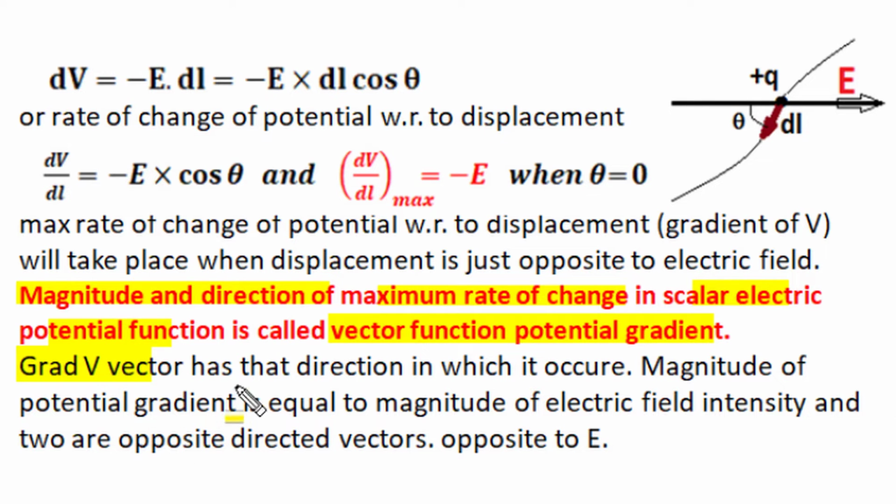Now the grad V vector has a direction in which it is occurring. In our case, this direction, just opposite to the electric field, is the direction of grad V, or the maximum rate of change of potential with respect to displacement, and the potential gradient magnitude is equal to the magnitude of electric field intensity. So we can say potential gradient and electric field intensity both are vectors of equal magnitude and opposite directions.